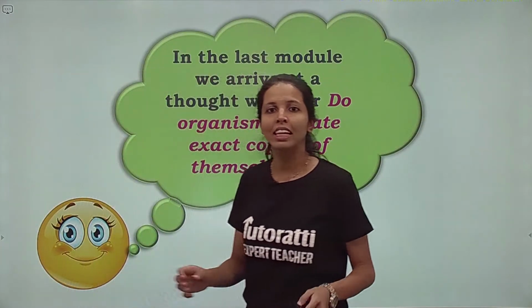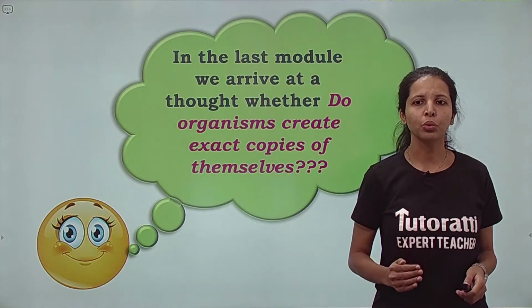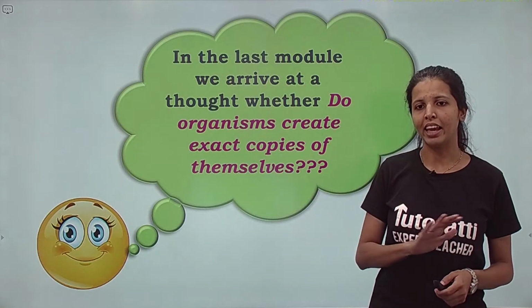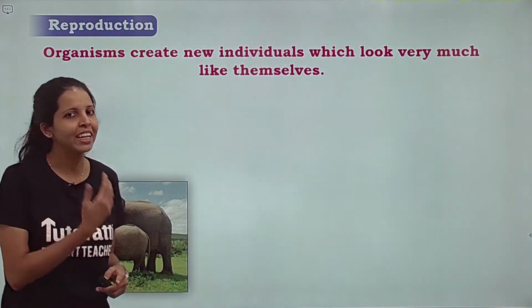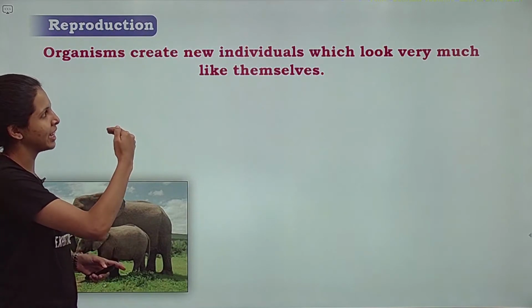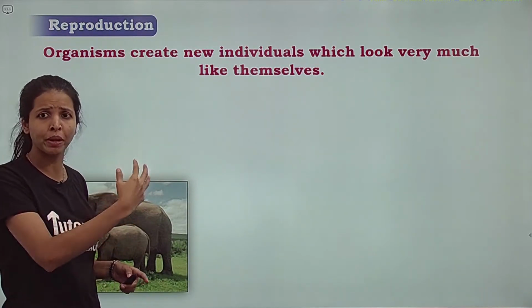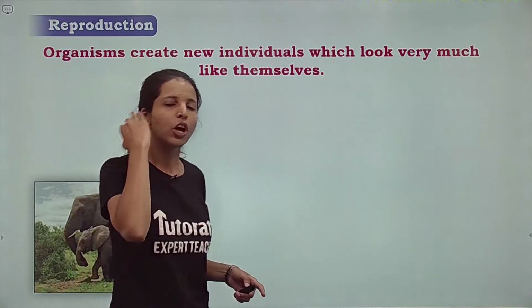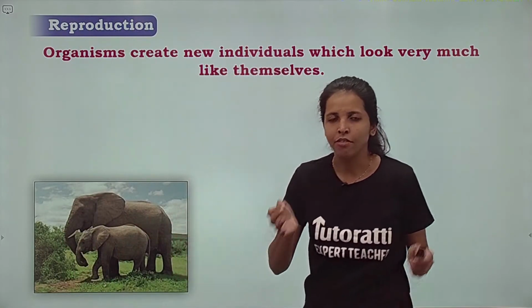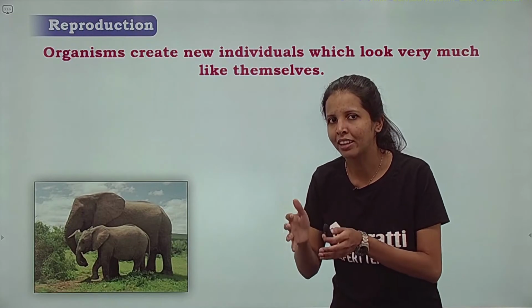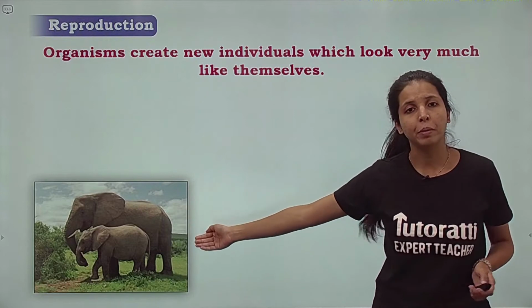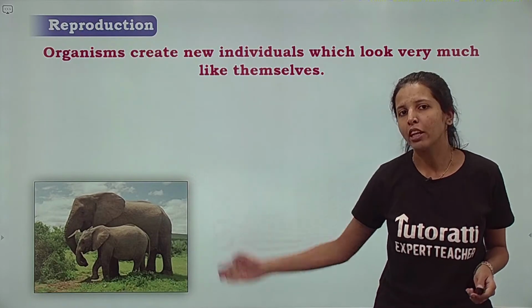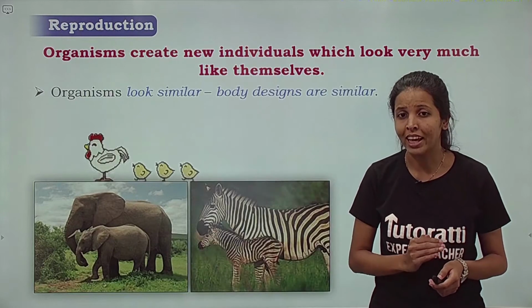Let's see. In the last module, we arrived at whether organisms create the exact copies of themselves. Let us find out the answer. Kids, what is reproduction? It is nothing but when an organism creates a new individual that looks very much like itself. A cat's kitten is going to look like the cat itself. Look at a dog's puppy, a human's baby, an elephant's baby elephant: they always look like each other, like themselves.